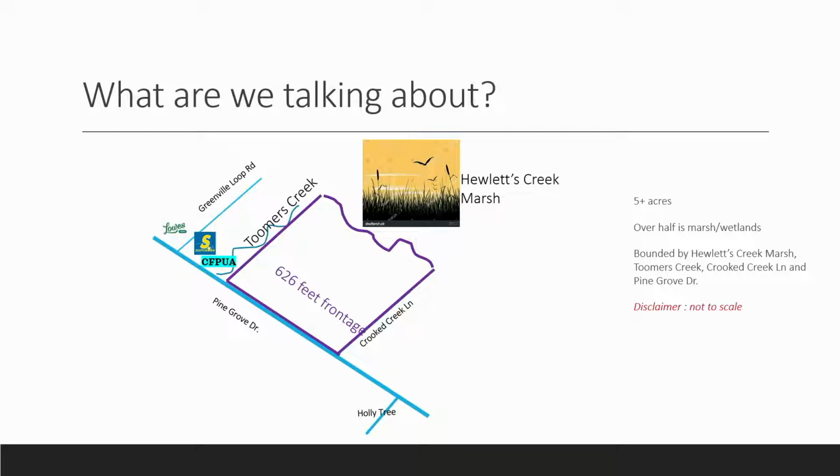To familiarize you with some of the landmarks, the corner of Greenville Loop has the Lowe's food store and the Scotchman convenience store, and right next to the Scotchman is a CFPUA pump station. Our property abuts that pump station. Along the dividing line is Toomer's Creek. There's a culvert there along Pine Grove, and we run about 626 feet all the way to Crooked Creek, then bounded on Pine Grove in the front, and on the back, what we would call Hewlett's Creek Marsh.